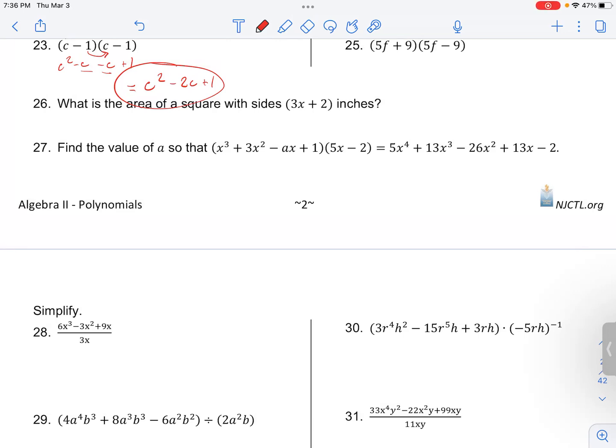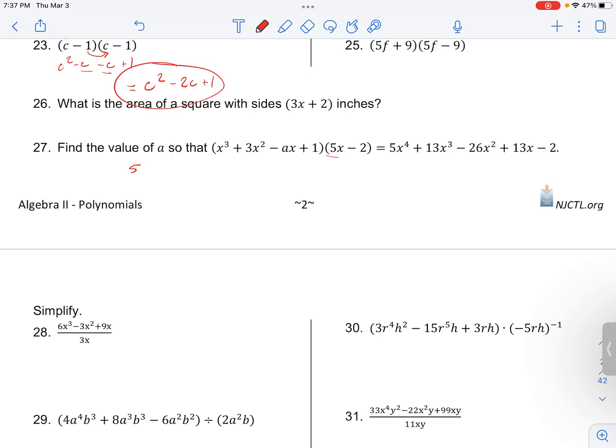Number 27 in your classwork for polynomial functions asks you to find the value of a such that the left and right hand sides of this equation are balanced. In order to do that, we're going to have to expand the left hand side. That's going to make us multiply out this 5x to the polynomial with 4 terms, and also this negative 2, same thing, multiply that out.